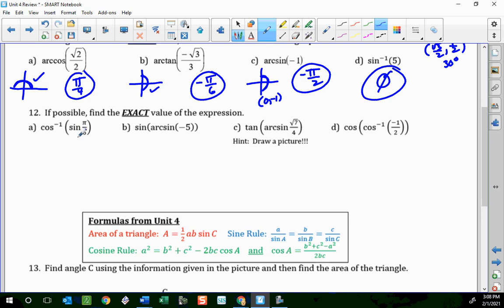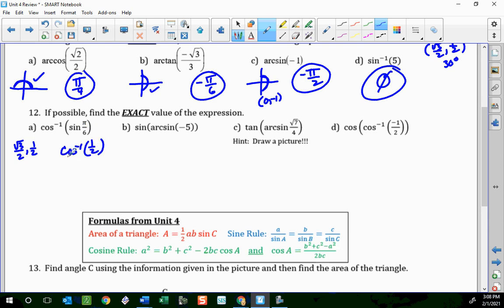So this is asking for the inverse cosine of the sine of pi over 6. Let's just work this out. Sine of pi over 6: pi over 6 has square root of 3 over 2 and 1/2, so this answer right here is 1/2. The answer to this is 1/2.